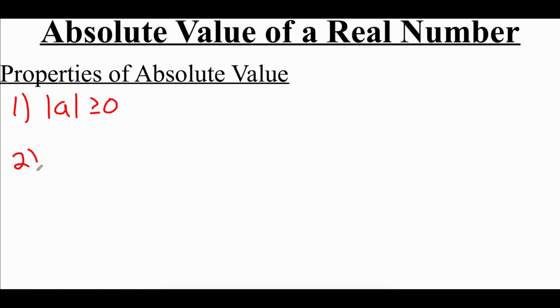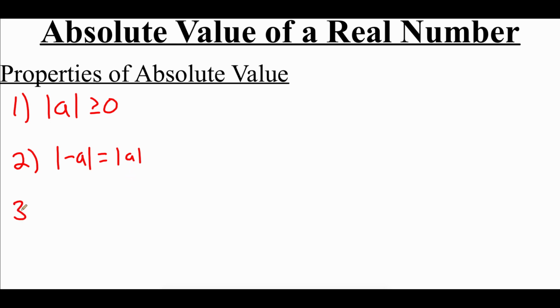Our next property is that the absolute value of the opposite of a is the exact same answer as the absolute value of just regular a. So like if we were looking at the absolute value of negative 3 compared to the absolute value of positive 3. Each one of those would have a distance of 3 away from 0, so they have the exact same answer.